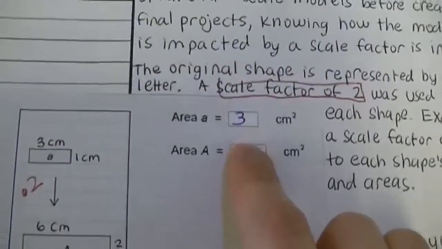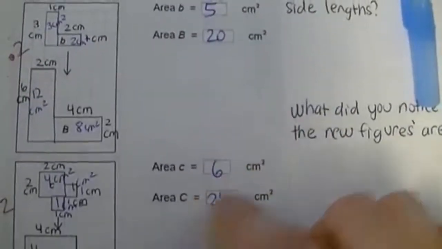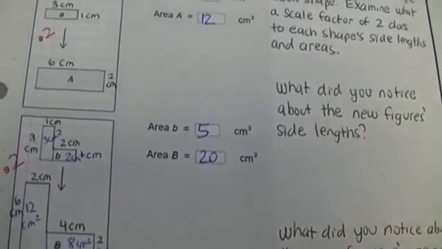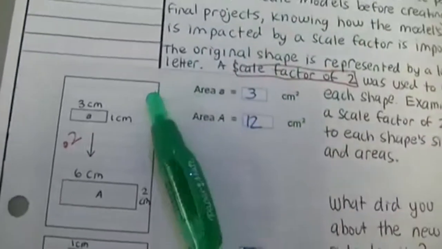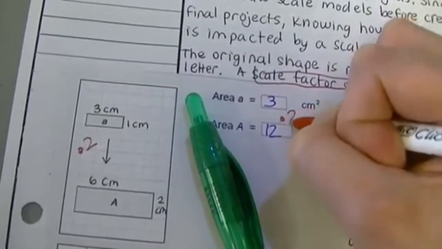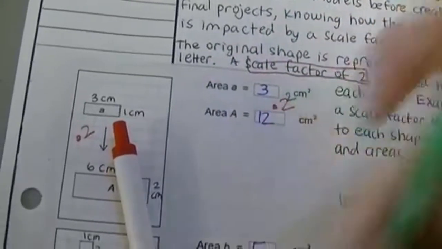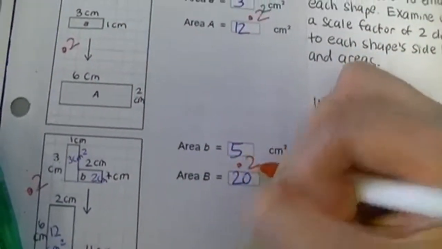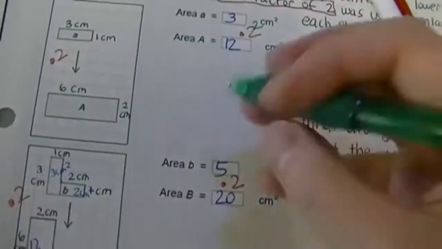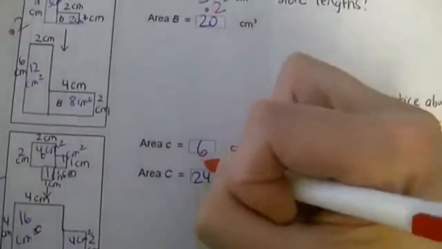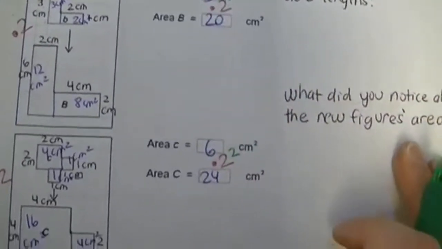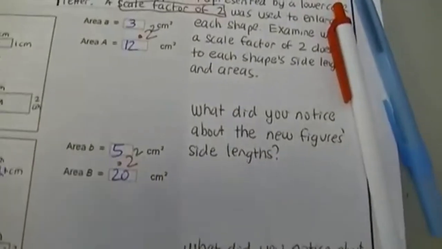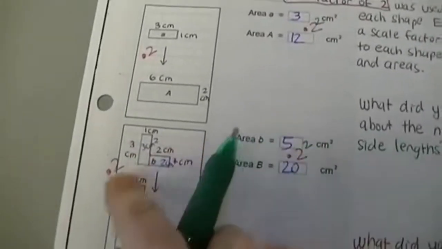But look what happened to the area. What did you multiply by? Okay, and I'm going to show you. You actually multiplied by 4. But basically, you're multiplying by the scale factor to the second power. Okay? You're multiplying by the scale factor to the second power. 2 to the second power is 4. Here, you're multiplying by the scale factor to the second power to get your new area. So what did you notice about the new figure side lengths? Well, they were 2 times the length of the original.